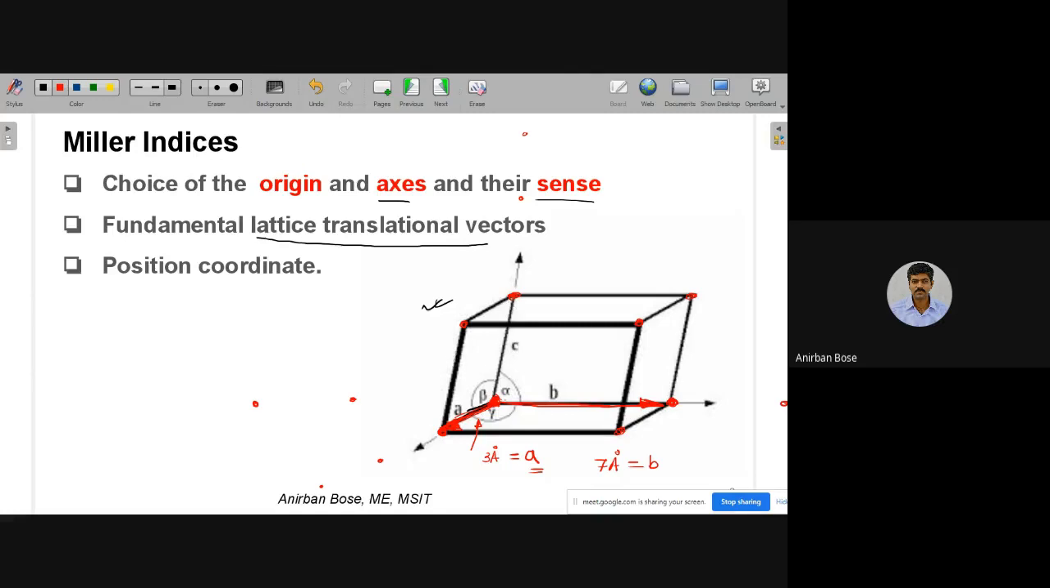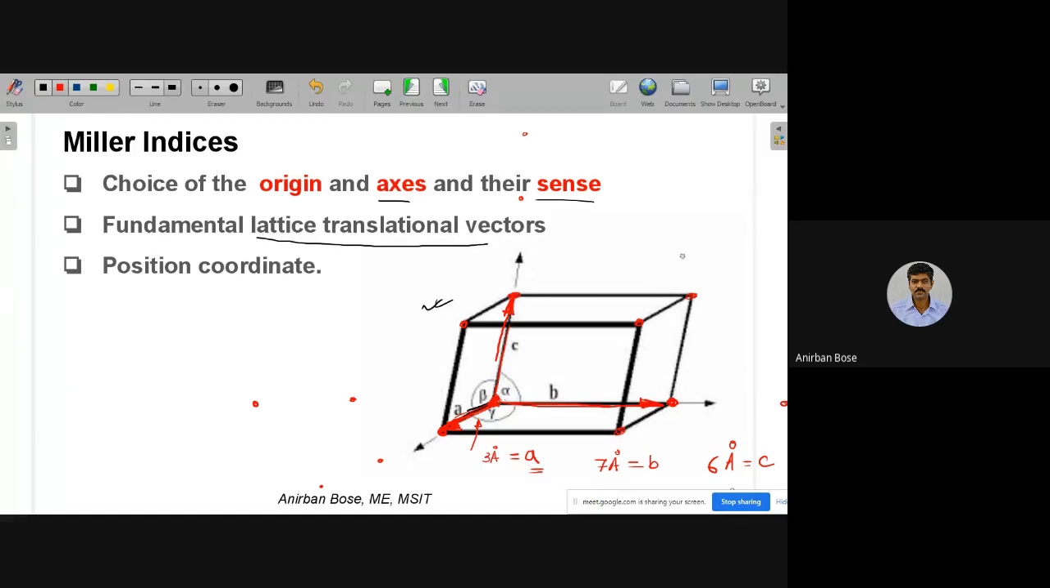Okay, so this is the lattice translational vector in that direction, and maybe C is equal to 6 angstrom. This is what is C. Okay, so C is the unit vector in that direction.